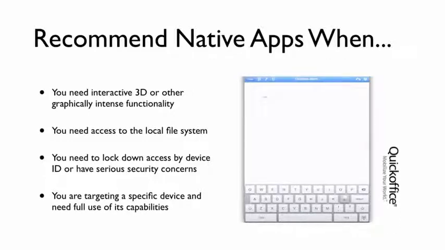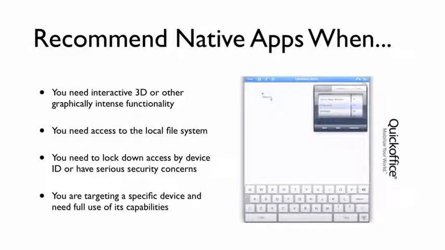Here's an example of a native app. It's called QuickWord, and it's part of the QuickOffice suite, which is a Microsoft Office compatible productivity suite for phones and tablets. It was initially designed and coded by one of the developers on our roster.